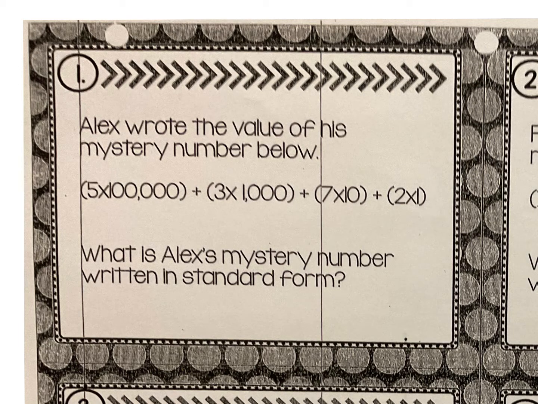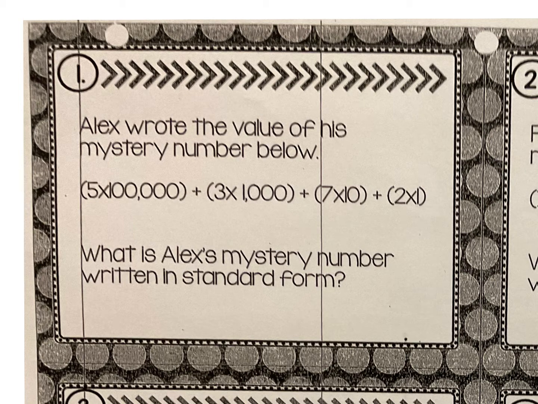All right, let's look at number 1. Alex wrote the value of his mystery number below. 5 times 100,000 plus 3 times 1,000 plus 7 times 10 plus 2 times 1. Okay, guys, remember, this is what expanded notation looks like. All right, and all we're going to do is write the number.